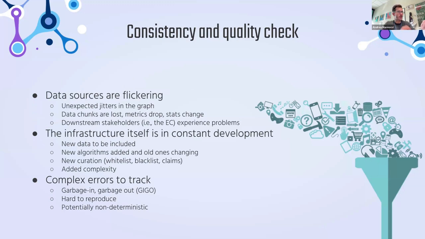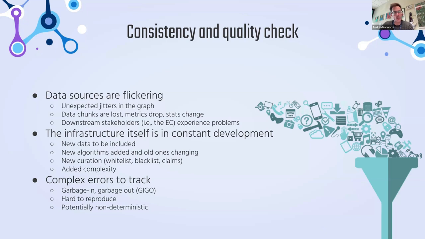So as you can imagine, data sources can be nasty, and data can be flickering, and this triggers jitters in the graph. Chunks of data can get lost at any time because a data source might have changed the data representation or provided fewer records at a specific time by mistake. And the whole infrastructure is an evolution, it's in constant development. There's new data to be included, new algorithms and old ones that are changing, new curation, claims, whitelisting, blacklisting, and other complexity that comes in all the time, because we are called to do different things, new things. So it's complex to track errors, mostly because if we get garbage in, we cannot provide something better out.